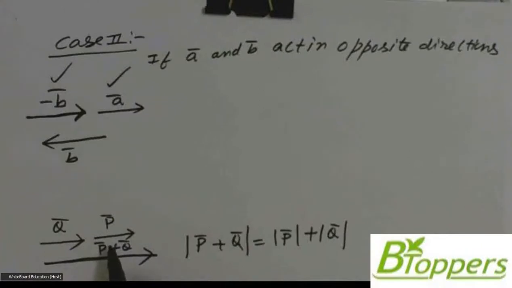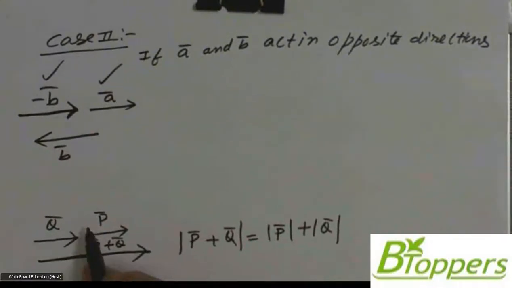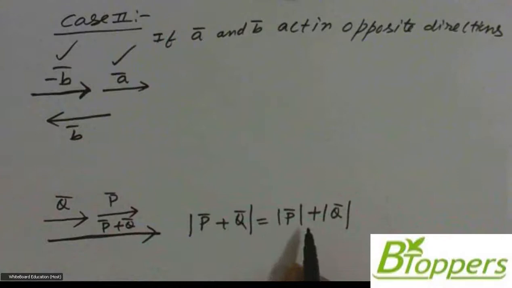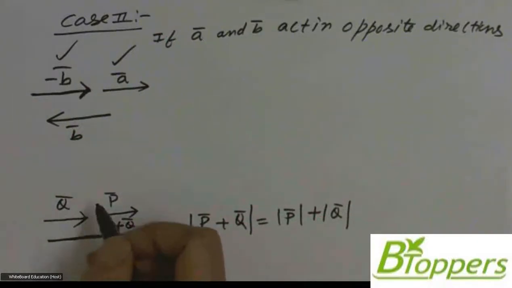Just as I discussed in the past, in addition of vectors, if two vectors p bar and q bar act in the same direction, the direction of the vector sum p bar plus q bar is the same as the direction of one of the vectors, and the magnitude of the vector sum of p bar and q bar equals the magnitude of p bar plus the magnitude of q bar.